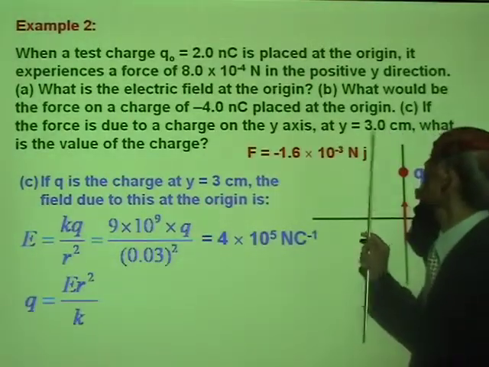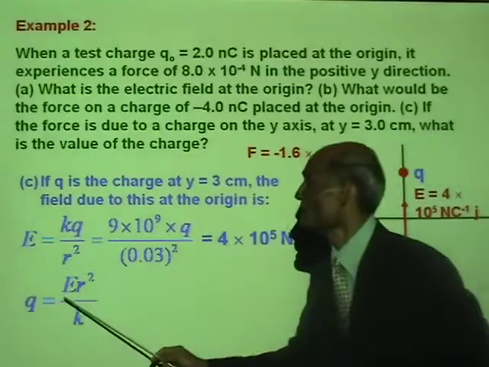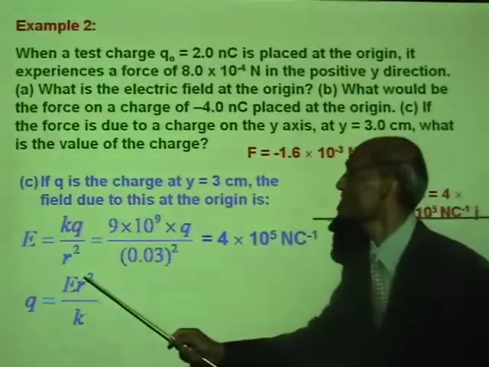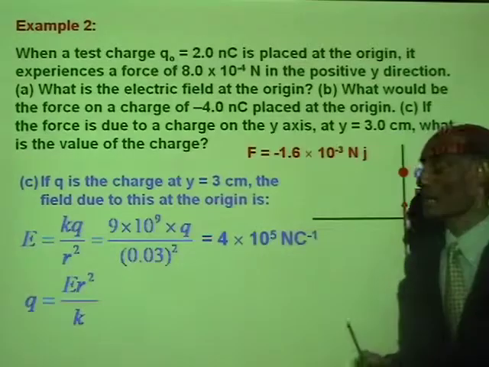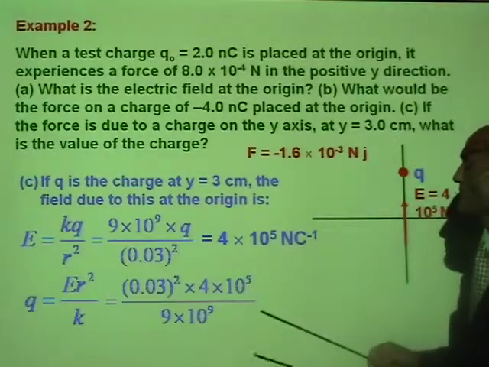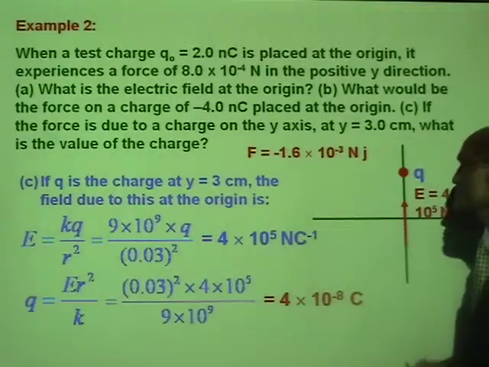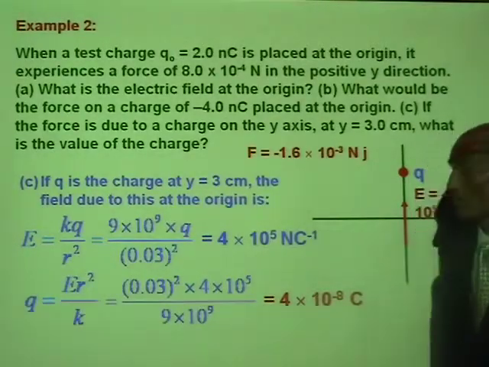So it is 3 centimeter, don't correct it. So let's put all those values. We know the value of E, we know the value of R, and we know the value of K. And that therefore is 4 times 10 to the negative 8 coulomb.